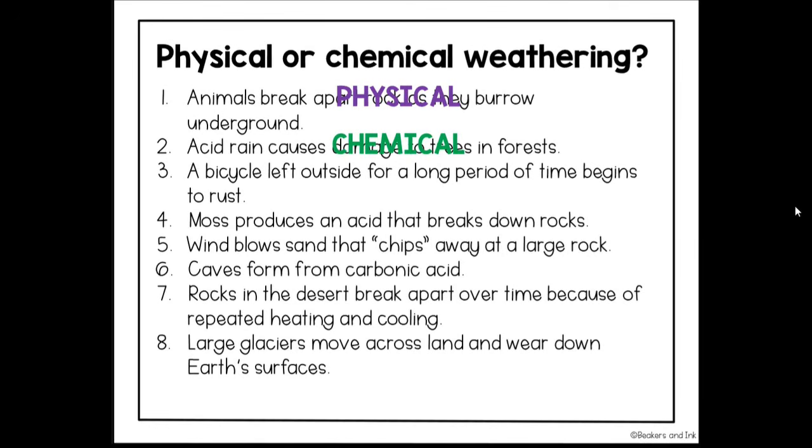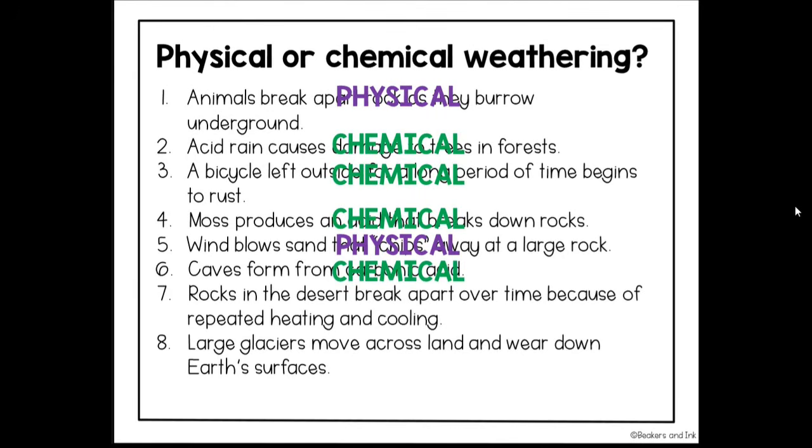Number 3, a bicycle left outside for a long period of time begins to rust. If you said chemical, you're correct. Moss produces an acid that breaks down rocks. If you said chemical weathering, you got it correct. Wind blows sand that chips away at a large rock. This is an example of physical weathering. Caves form from carbonic acid. This is chemical weathering.